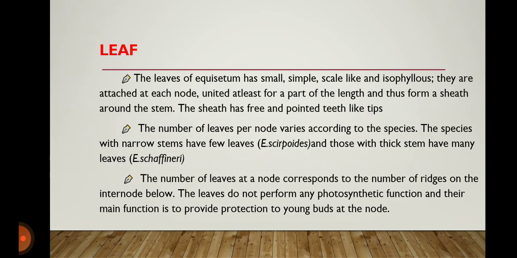Leaf. The leaf of Equisetum is small, simple, scale-like and isophyllous. They are attached at each node, united at least for a part of their length and thus form a sheath around the stem. The sheath is free with pointed teeth-like tips. The number of leaves per node varies according to the species. Species with narrow stems have few leaves, for example Equisetum scirpoides, and those with thick stems have many leaves, for example Equisetum giganteum. The number of leaves at a node corresponds to the number of ridges on the internode below. The leaves do not perform any photosynthetic function and their main function is to provide protection to young buds at the node.